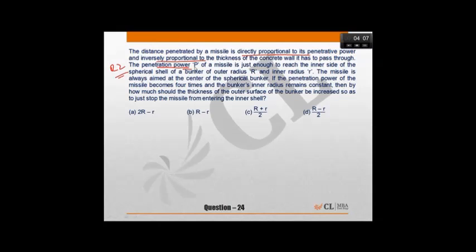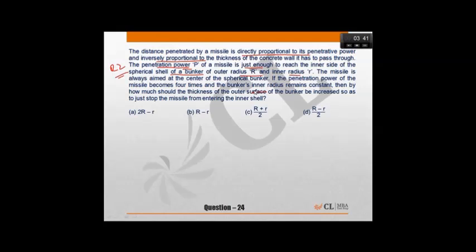The penetration power P of a missile is just enough to reach the inner side of the spherical shell of a bunker of outer radius R and inner radius r. The missile is already at the center of the spherical bunker. The penetration power of the missile becomes 4 times and the bunker's inner radius remains constant. Then by how much should the thickness of the outer surface of the bunker be increased so as to just stop the missile from entering?